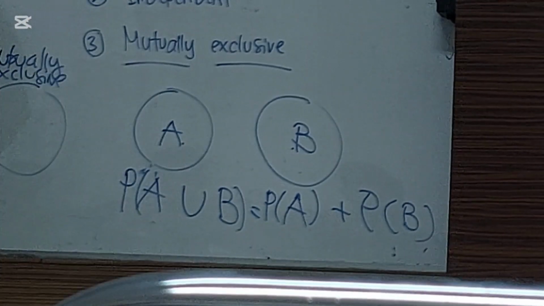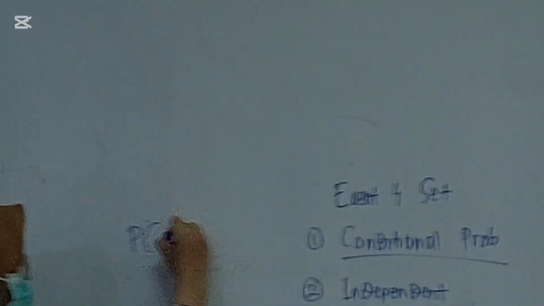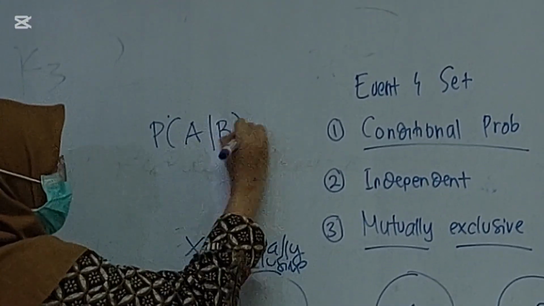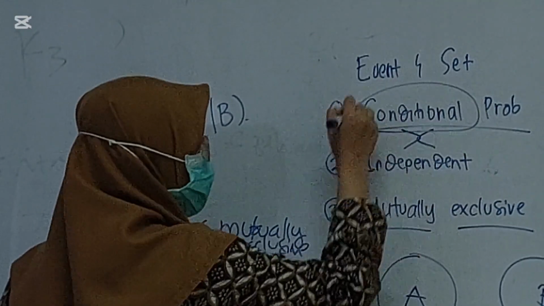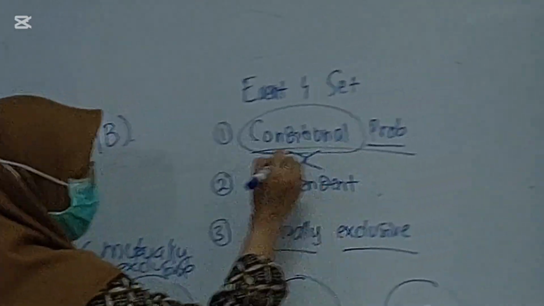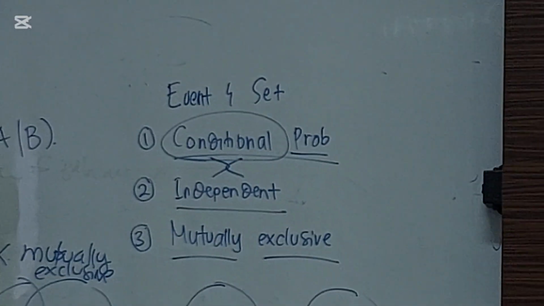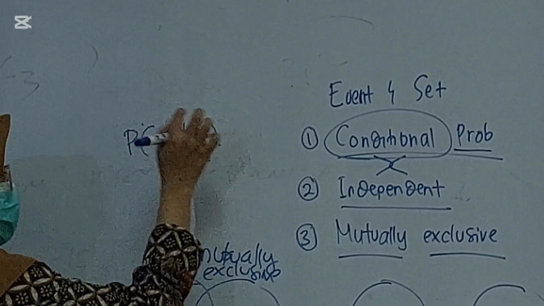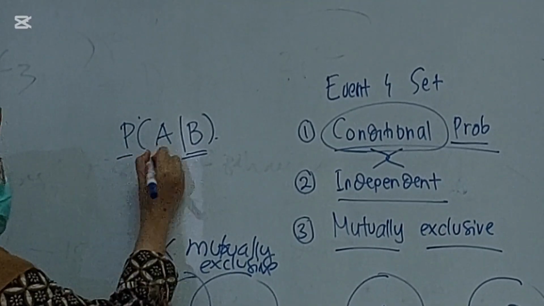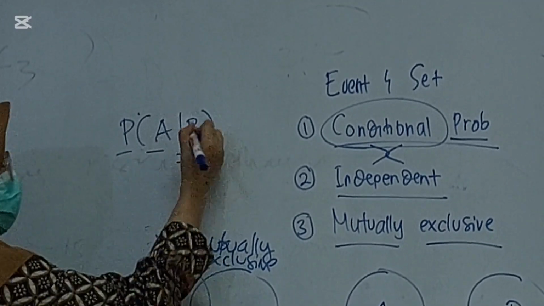Still remember? This is the contrast. So if we have a conditional probability, the contrast is independent. Independent, there is no dependence on this one probability. A depends on probability.